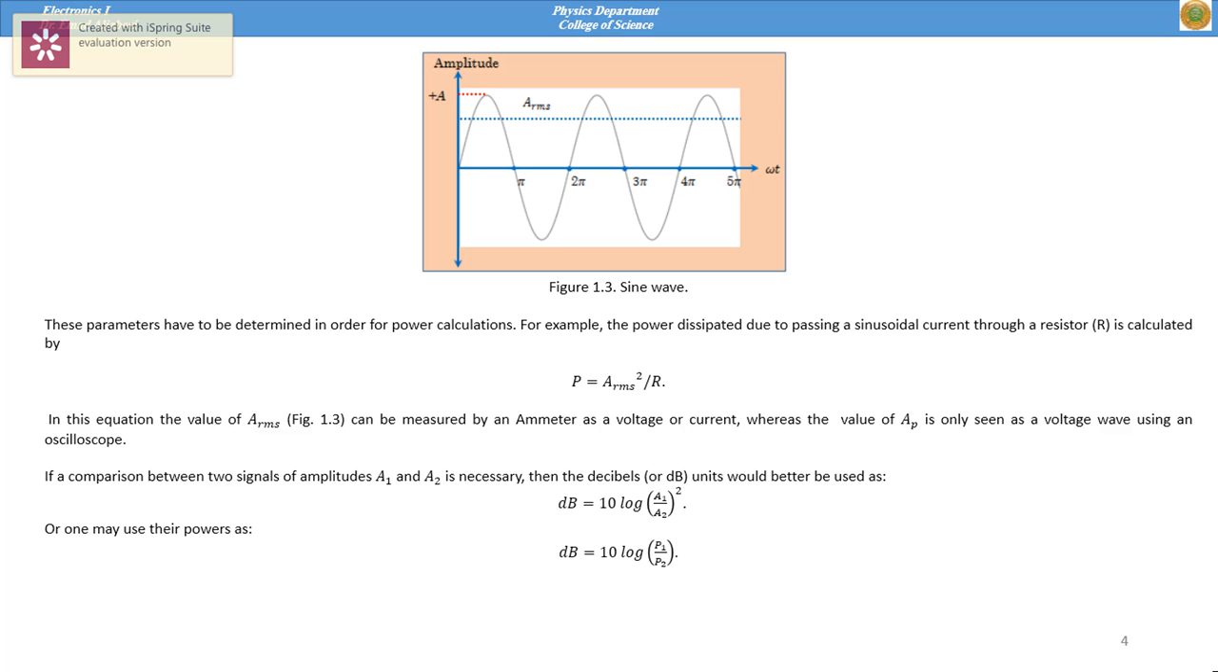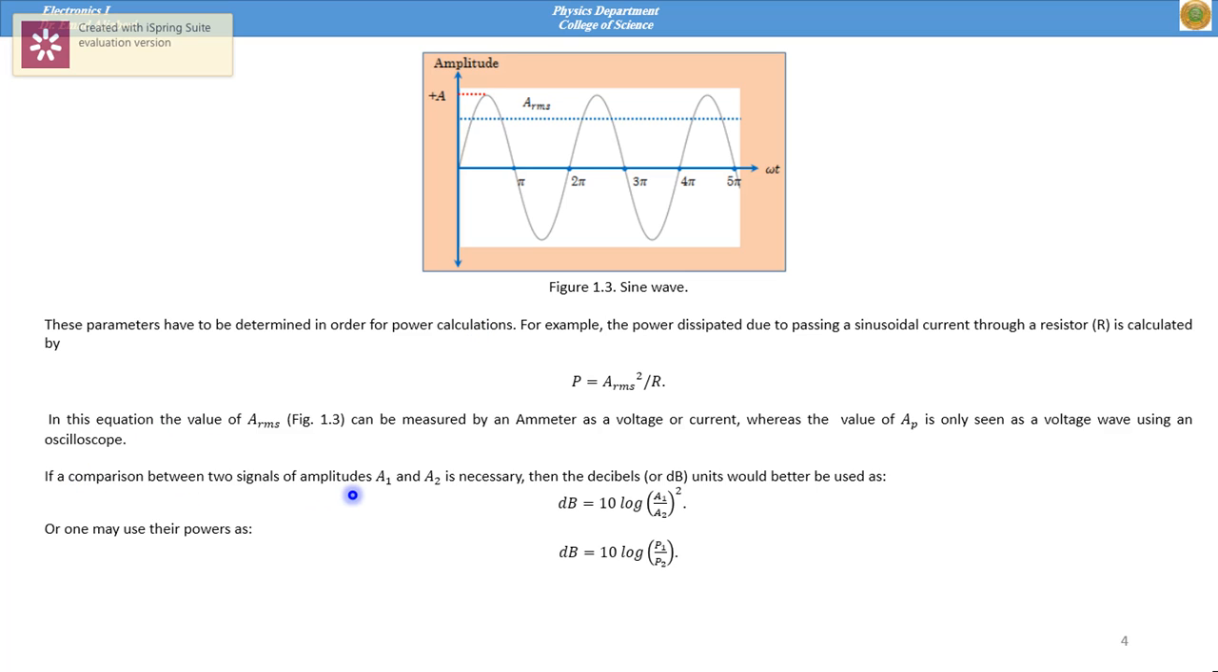Evidently, from this figure, the A RMS should be less than the peak voltage. That means the voltage measured by the voltmeter should be less than the real voltage. Also, from this figure, we can calculate the power dissipated in the resistance R from this equation. P is equal to A RMS squared divided by R, and A should be equal to V, not I.